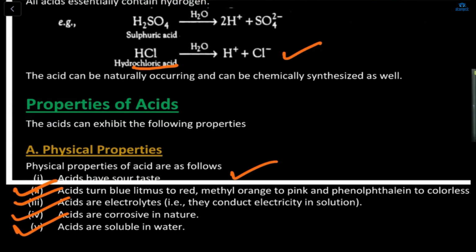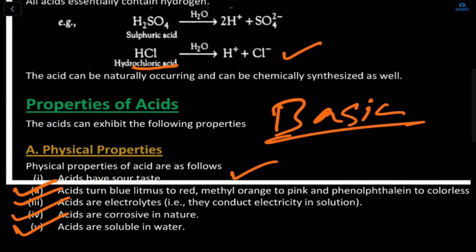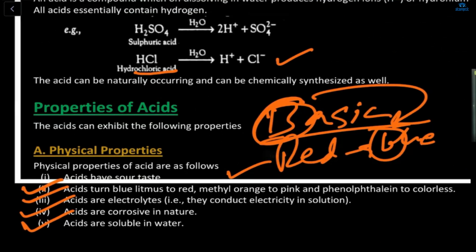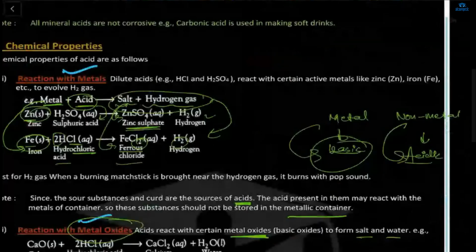Base turns red litmus paper to blue, and acid turns blue litmus paper to red. Because you have to learn it like this. Basic means red to blue. So B and B is matching, right? Okay. Chemical properties of acid.